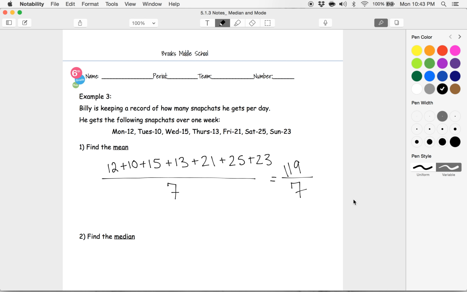I'm going to add that up one more time. 12 plus 10 plus 15 plus 13 plus 21 plus 25 plus 23. 119. I got the same thing. Now I'm going to divide that by 7, and I actually end up with a whole number of 17. So my mean is 17.